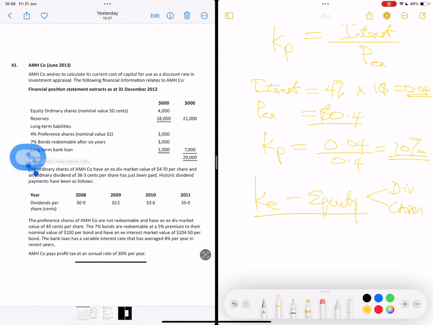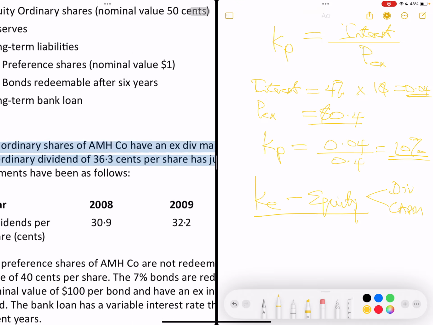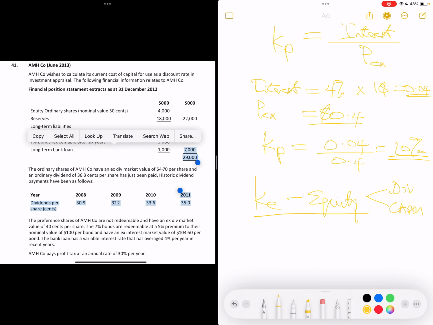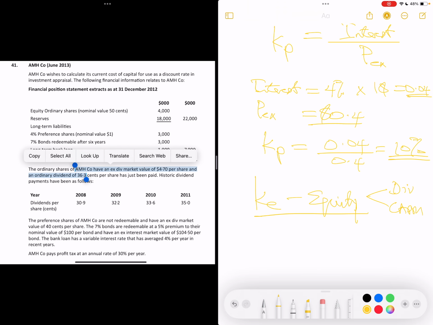Look at this paragraph. The ordinary shares of AMH have an ex-div market price of 0.7 per share and an ordinary dividend of 36.3 cents per share has just been paid. So the dividend of 36.3 has just been paid, but they gave us the historical payment of dividend, which means they don't pay the same dividend every year. So 2008 they paid 30.9, 2009 they paid 32.2, 2010 they paid 33.6, 2011 they paid 35, and 2012 now they paid 36.3. So which means the dividend is growing.